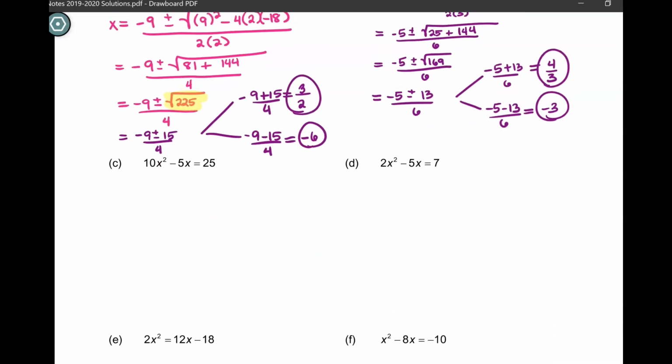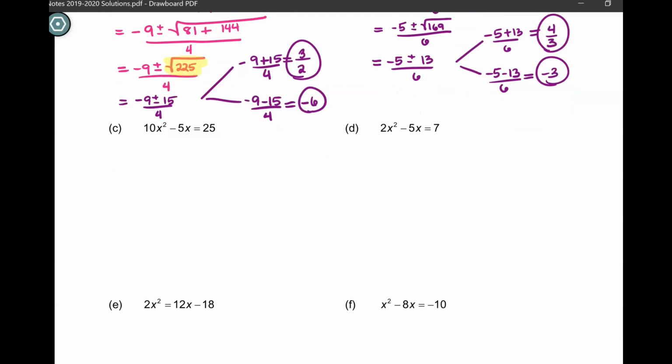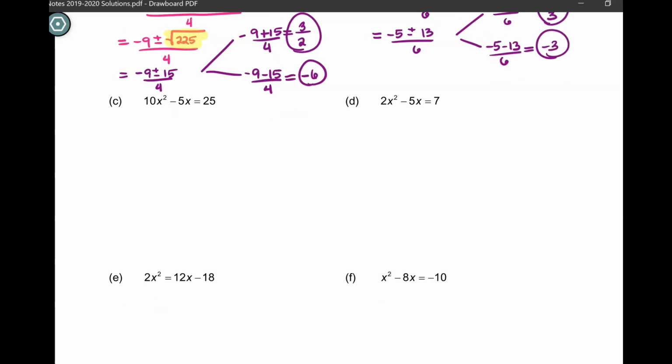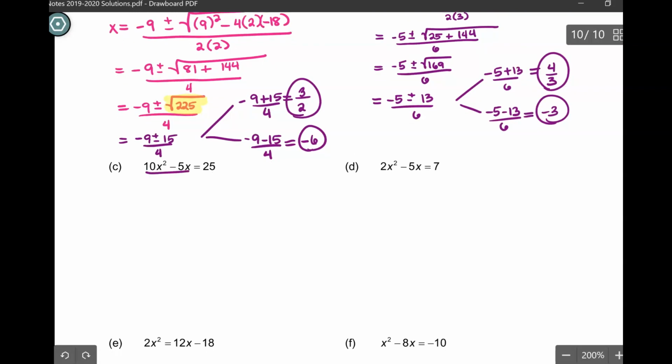Okay, next one. Now, first thing I notice is it's not in standard form. Also, you may notice 10, 5, and 25 are all divisible by 5. Also if you look at E, I have 2x squared equals 12x minus 18. Those are all divisible by 2. If you want, feel free to simplify it before you plug it in, because then you'll have much smaller numbers to work with. So I think that's what I'm going to do.